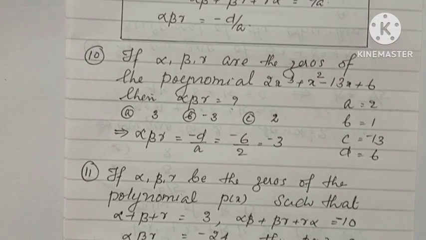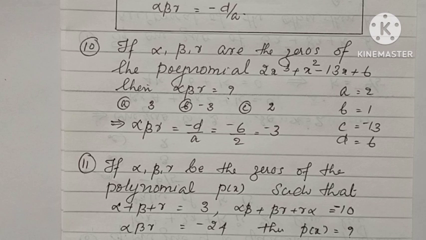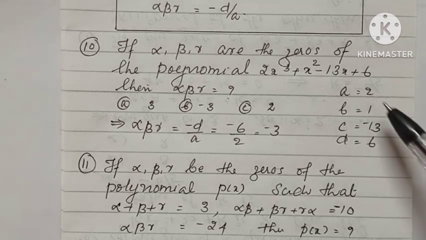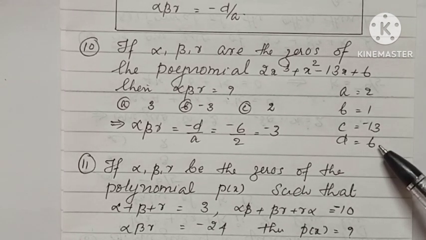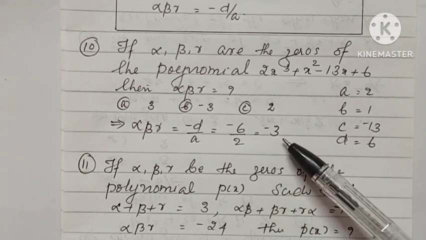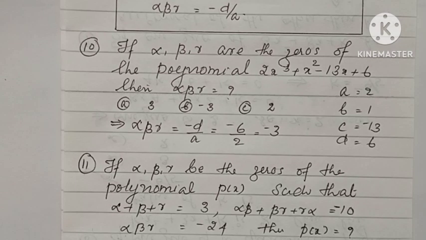If alpha, beta, gamma are the zeros of the polynomial 2x cubed plus x squared minus 13x plus 6, then what is alpha beta gamma? We know that the product of the zeros, that is alpha into beta into gamma, is equal to minus d by a. Substitute, all the values are given in the question, therefore substitute the values, then we will get the product of the roots alpha beta gamma is equal to minus 3.